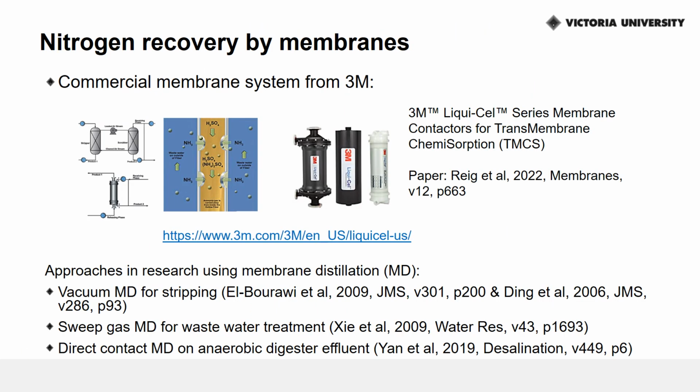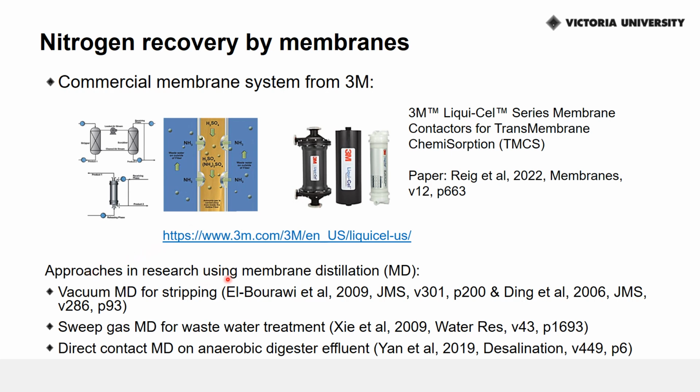To recover nitrogen with membranes, there are several ways to do it, and I'm going to focus on the membrane contactor or membrane distillation approach. Commercially, you can obtain these membrane contactors from 3M, called transmembrane chemisorption, which effectively use an acid stripping solution on the inside of the membrane to remove the ammonium from the wastewater.